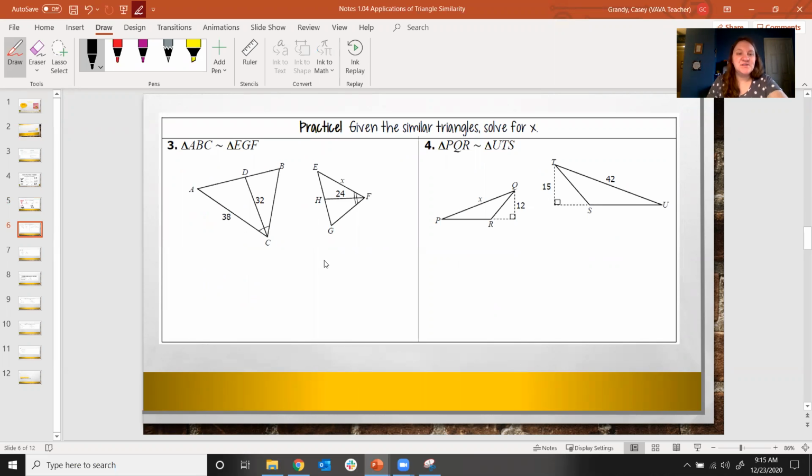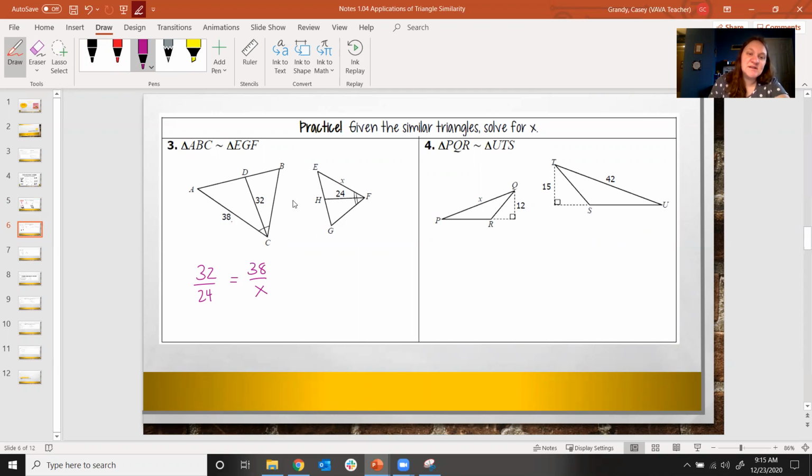Okay, here's some more practice. So they tell me that triangle ABC is similar to triangle EGF. And here in this case, I have angle bisectors. I know that because these angles are being cut in half. So I can say that this angle bisector corresponds to this one. So 32 over 24, which means that 38 will correspond to x.